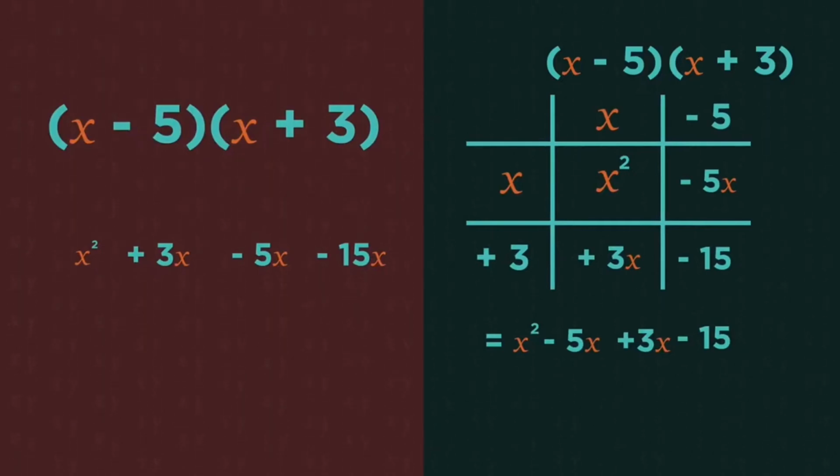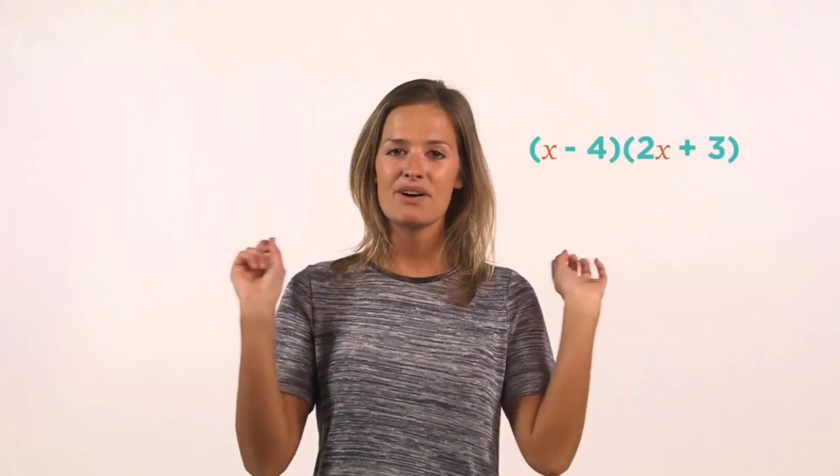For both methods, we then just need to simplify the middle terms by adding 3x and negative 5x to get negative 2x. So that's our final answer. So here's one for you to do. Pause the video, expand the brackets and simplify the answer. Click play when you're ready.